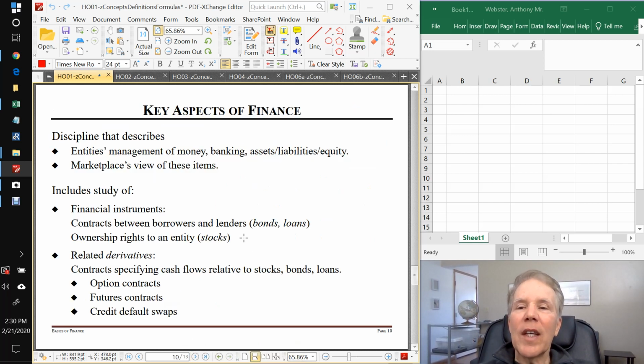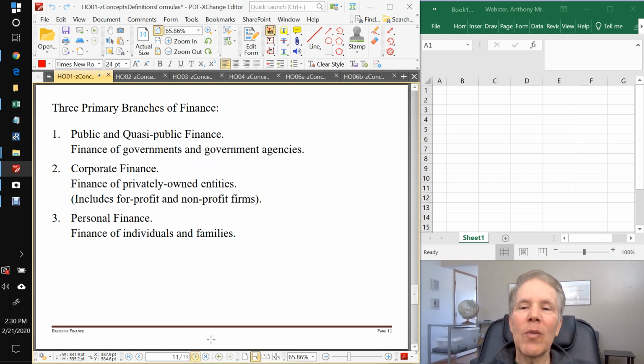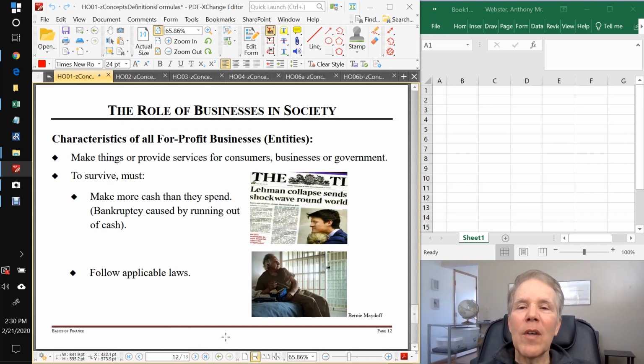Okay, so the key aspects of finance, you need to know what it is, and what it studies, financial instruments and related derivatives. We looked at those in some depth. We identified 3 branches of finance, and we pointed out that businesses in this country to survive must do only 2 things, right?